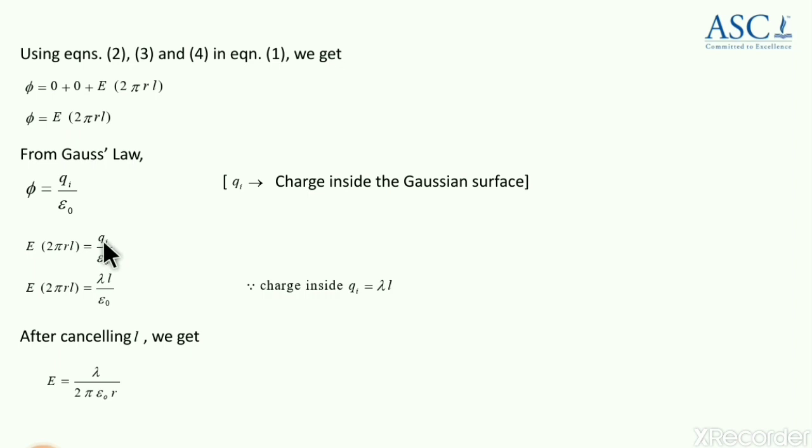Qi, or you can simply write Q. So now E into 2 pi RL, in place of this charge, I am making use of lambda into L, because you know lambda is linear charge density, which is equal to charge per unit length. See here, lambda, by definition, will be Q by L. Hence Q equals lambda L.